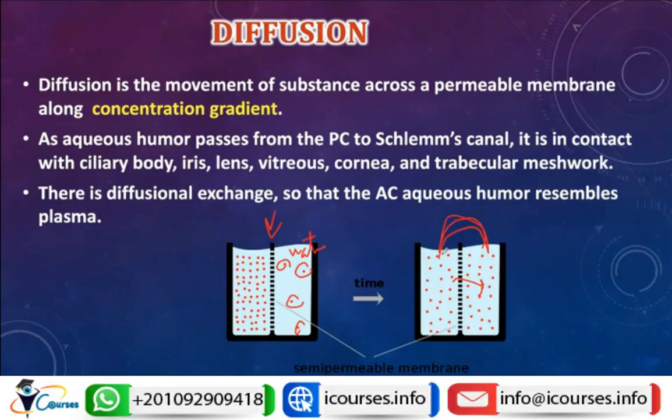As aqueous passes from the posterior chamber to Schlemm's canal and comes in contact with different ocular structures, there will be diffusional exchange. So as the aqueous is passing through different ocular structures, according to the diffusion mechanism there will be exchange of solutes and water between the aqueous and these structures, until they reach a balance of the solute concentration on both sides. So that eventually the aqueous will more or less resemble the plasma.